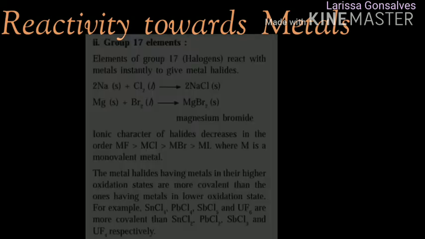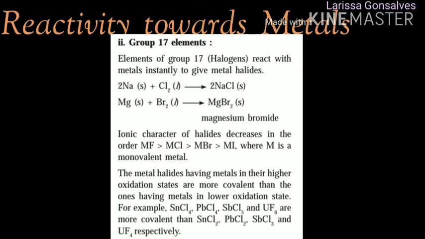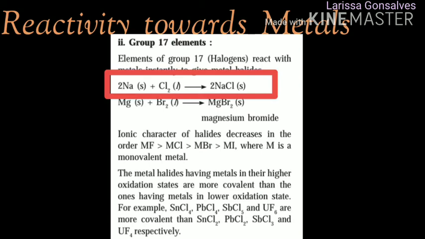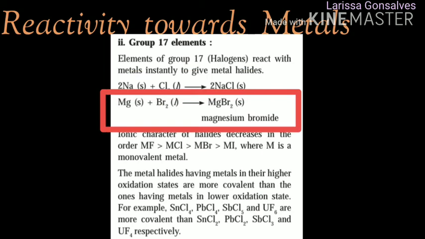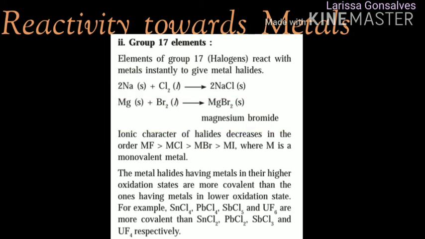Next are group 17 elements. Group 17 elements also react with metals to form metal halides. Some examples are sodium reacts with chlorine to form sodium chloride. Magnesium reacts with bromine to form magnesium bromide. The ionic character of the metal halides decreases in the following order. Here, M is the monovalent metal. Monovalent means it has only one valency.